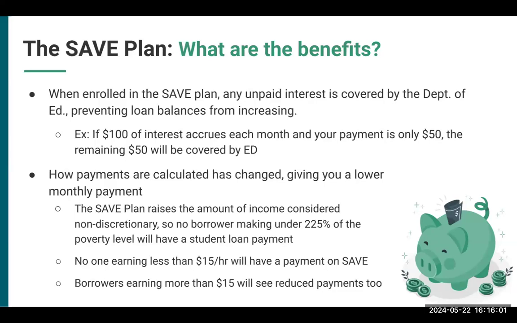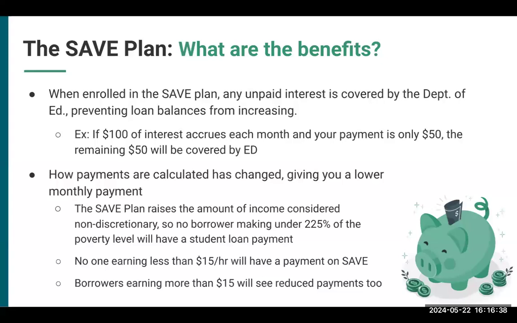So as long as you're enrolled, making your minimum monthly payment, if that does not cover all the interest that accrues for that month, the Department of Education covers the rest for you. For example, if you accrue $100 of interest per month, and your payment is only $50, that leaves $50 in unpaid interest. In the past, that would have been added on to your balance, but now Ed is paying that leftover $50 for you so that your balances do not increase any further.